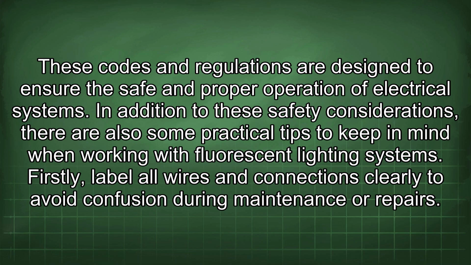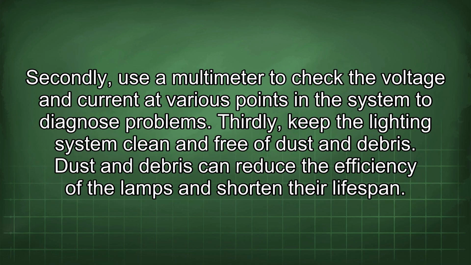In addition to these safety considerations, there are also some practical tips to keep in mind when working with fluorescent lighting systems. Firstly, label all wires and connections clearly to avoid confusion during maintenance or repairs. Secondly, use a multimeter to check the voltage and current at various points in the system to diagnose problems. Thirdly, keep the lighting system clean and free of dust and debris. Dust and debris can reduce the efficiency of the lamps and shorten their lifespan.